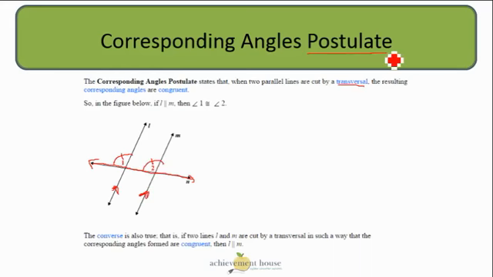Now remember, a postulate is something that cannot be proven true. It's just one of those simple facts that is accepted to be true. The converse of this postulate is also true, that if two lines L and M are cut by a transversal in such a way that the corresponding angles formed are congruent, then we can use that fact to say that yes, those two lines are in fact parallel. So, because the original statement and the converse are both true, we can also write this as a biconditional statement.